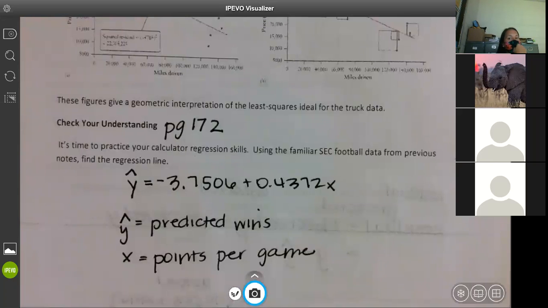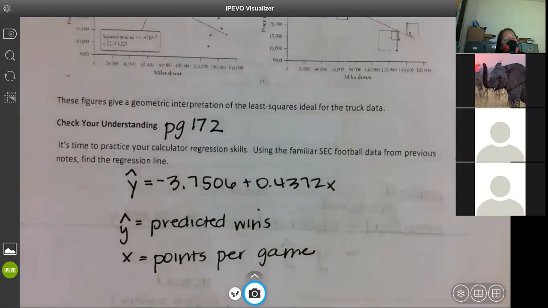Okay. Zoomers, interpret your slope. Every point you get, 0.4372 more wins. Both ways are correct. It doesn't matter as long as you say that it's going to increase. Okay. All right. Would you have to say per wins, or could you say per game? It would be points per game. The predicted wins increase 0.4372 per points per game. Okay, gotcha.